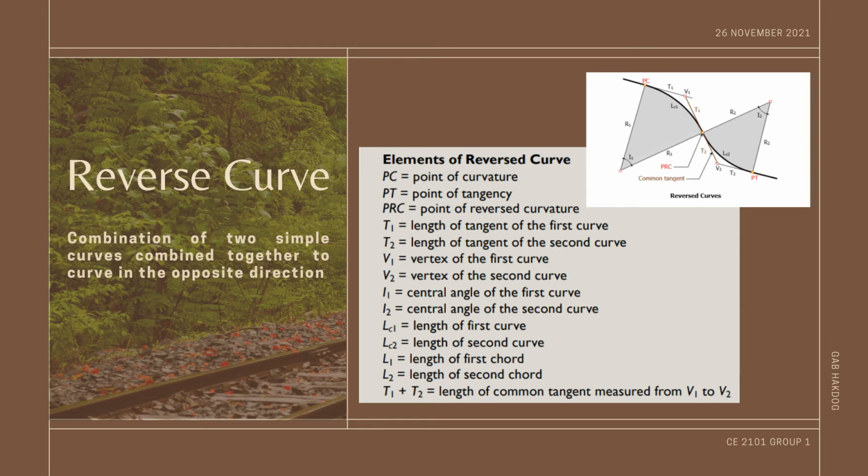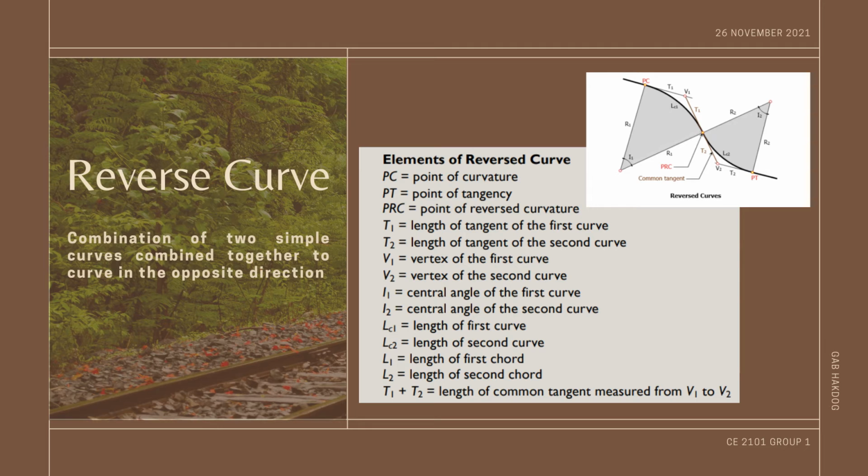Now let's proceed to the reverse curve. A reverse curve is a combination of two simple curves combined together to curve in the opposite direction. So it's basically just the combination of compound and simple, where simple is only one curve and compound is a continuation of a simple curve. However, a reverse curve is a reversed form of the compound curve, if you know what I mean. This is an illustration from this slide. It basically forms an opposite sided curve with two sets of radiuses.